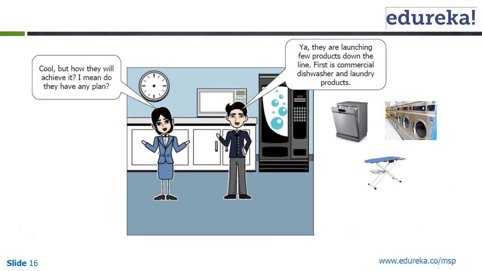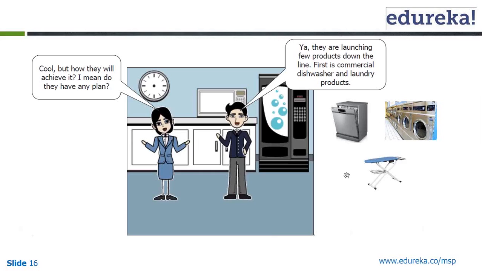So she says, okay, cool, but how will they achieve it? I mean, do they have any plan? So that's what we ask, right? So this is the interesting conversation. Yes, he says they are launching a few products down the line. First is commercial dishwasher and laundry products. So he lists out those products that will increase the revenue or double the revenue by 2015.